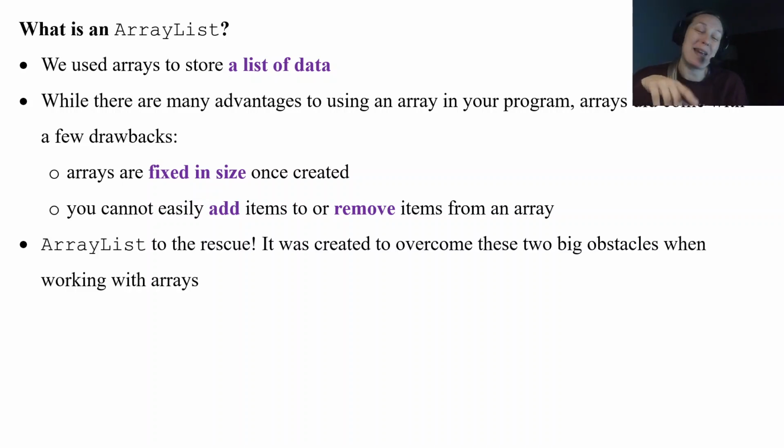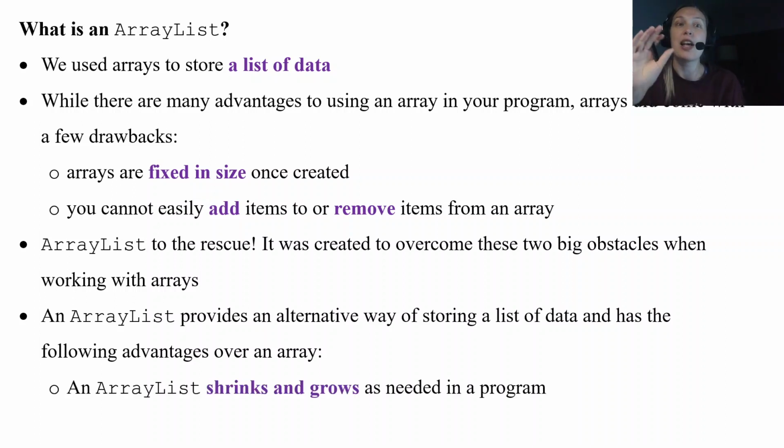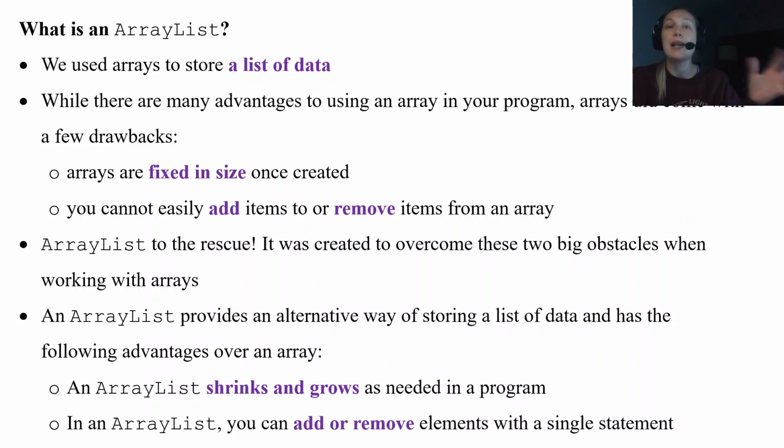So that's where ArrayList comes in. It was created basically to overcome these two big obstacles. An ArrayList provides a different way of storing a list of data, and it fixes those two big drawbacks. An ArrayList can grow and shrink as needed in a program, and you can add or remove elements with a single statement. Because of those two big features, sometimes it might make more sense to store data as an ArrayList.